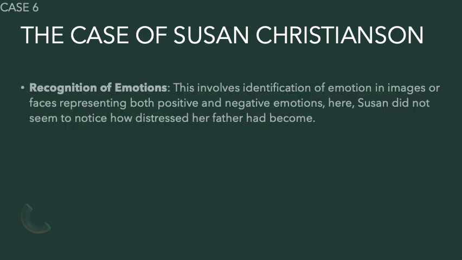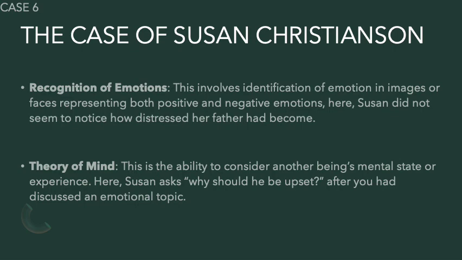Well, they are recognition of emotions, which involves identification of emotion in images or faces representing both positive and negative emotions. Here, Susan did not seem to notice how distressed her father had become. And theory of mind. This is the ability to consider another person's mental state or experience. Here, Susan asks, "Why should he be upset?" after you had discussed an emotional topic. A mnemonic to remember these is TEAR with a capital T for theory of mind and a capital R for recognition of emotions.